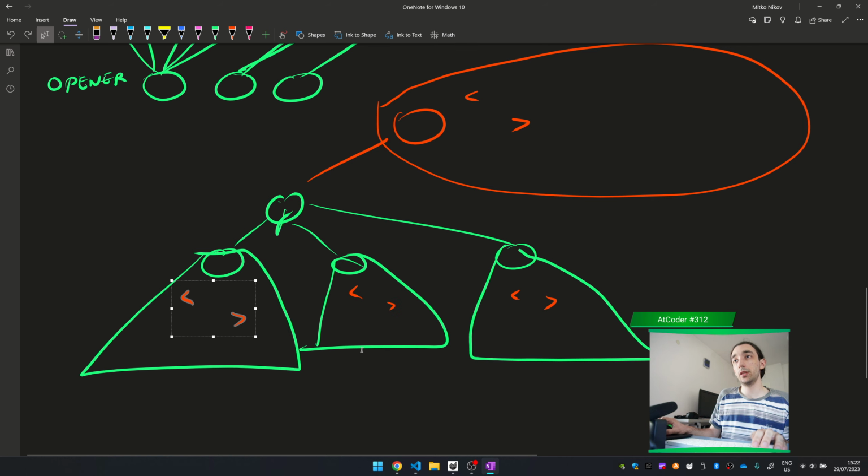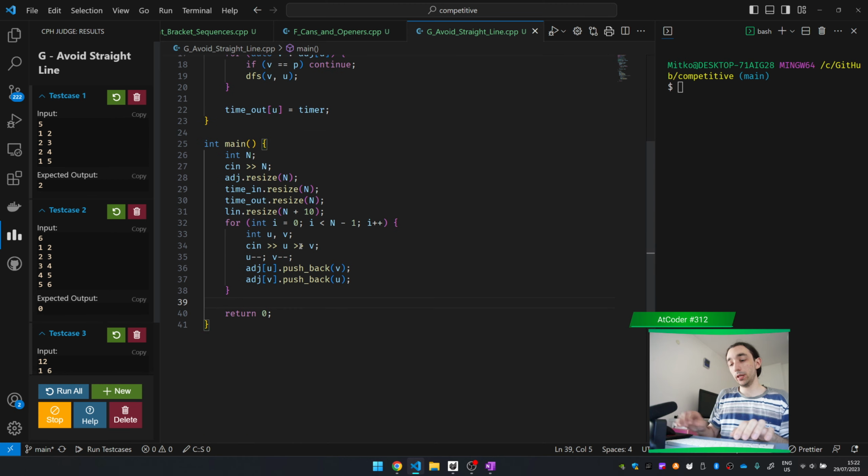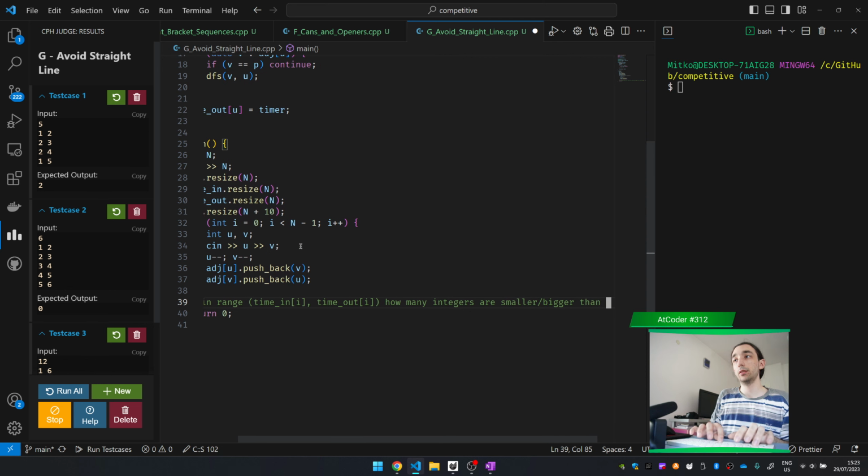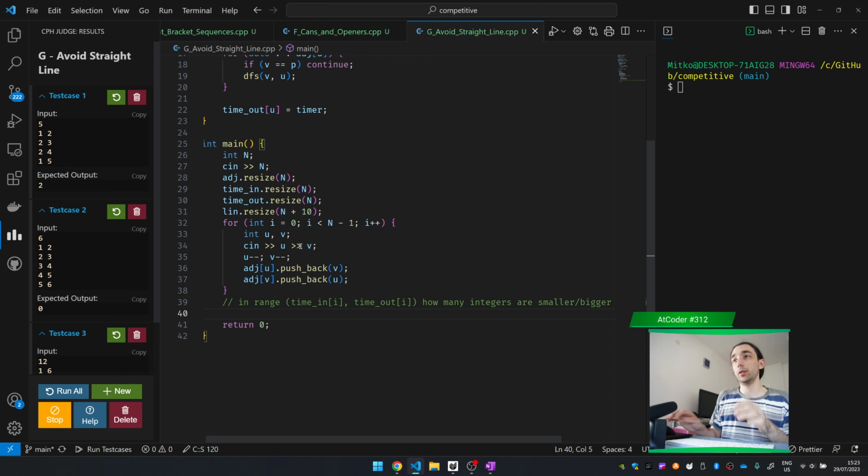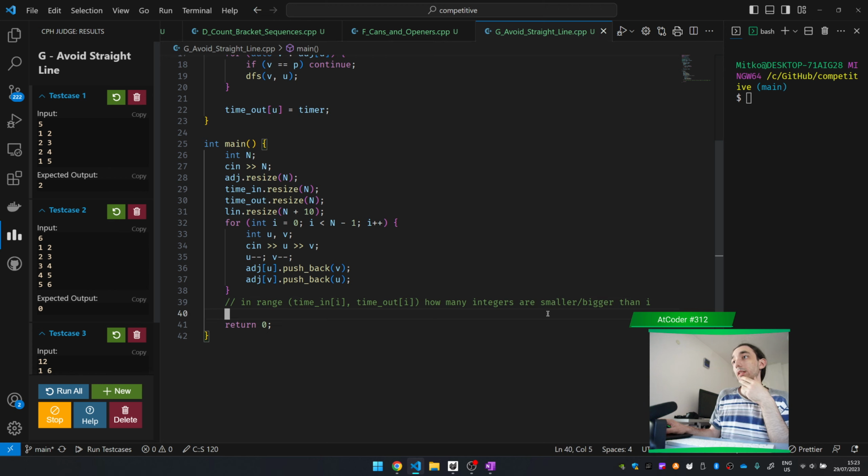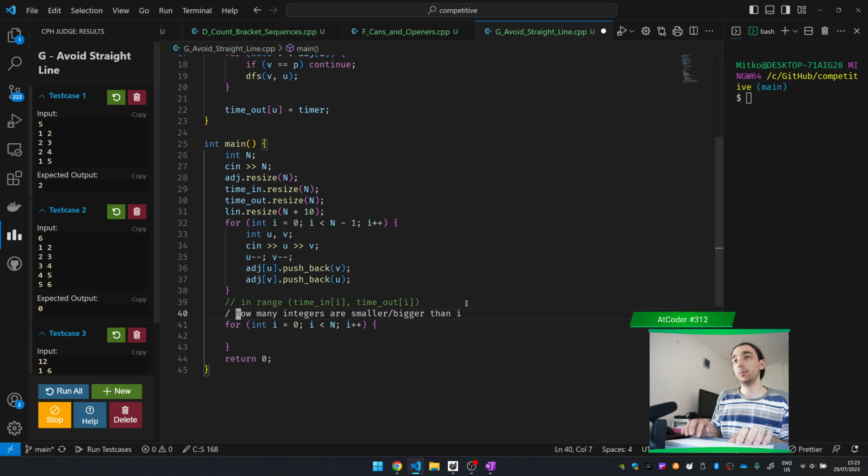Then you have some integers here, and what we want, in the range from time in of I to time out of I, is how many integers are smaller or bigger than I. This is what we want. And this can still be done with persistency, but other than that, can it be done with something else? For each I, we have to do this.